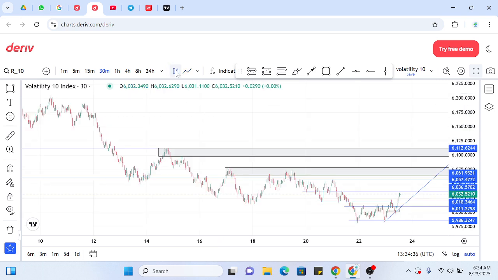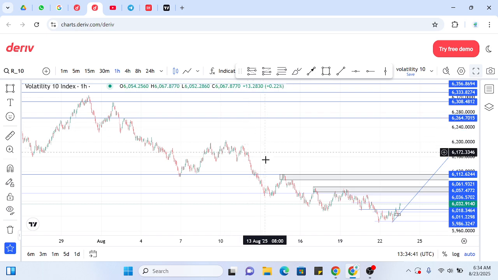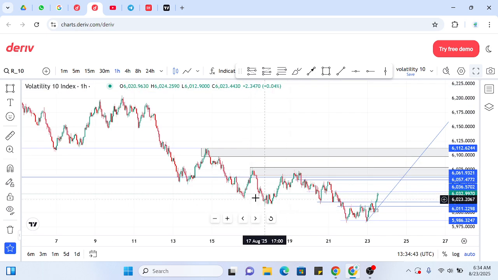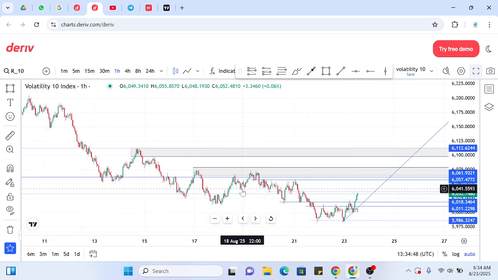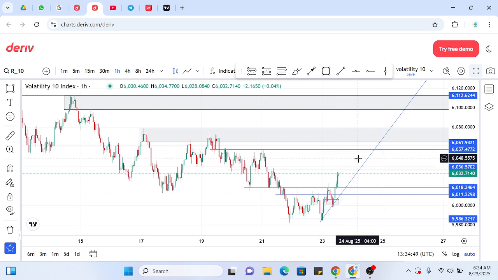Now I'll simply move it to the 1 hour time frame. You can come to 30 minutes, you can use 1 hour. So this is how we know that. Now we need to see a break of the trend line. We need to see price breaking this trend line with a full close of a candlestick below this trend line.